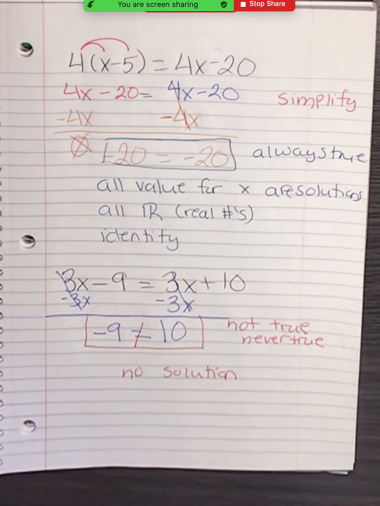Okay, so the added step in this lesson is having a variable on both sides. So the first step is to put them together on one side and then solve like you did last week. So that is lesson 3.4.